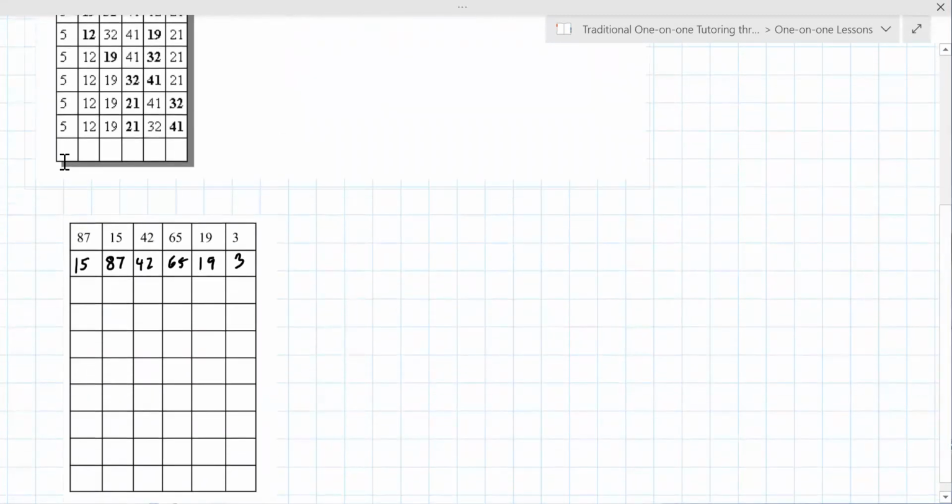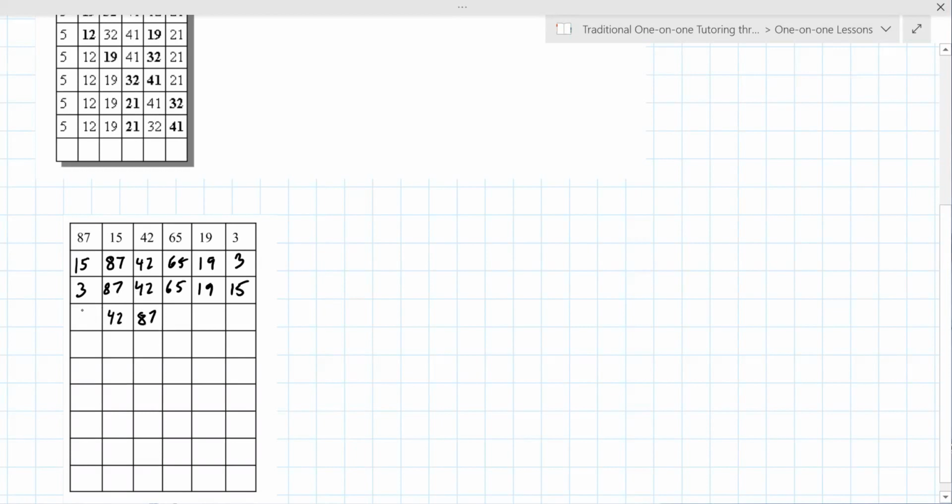So the 15, is there anything else that's lower than the 15? Yeah, the 3. So the 3 switches places with the 15. Okay. Now 3 is the lowest, so we just start with this one. Is anything lower than 87? Well, this 42 is. So the 42 is going to switch with that.